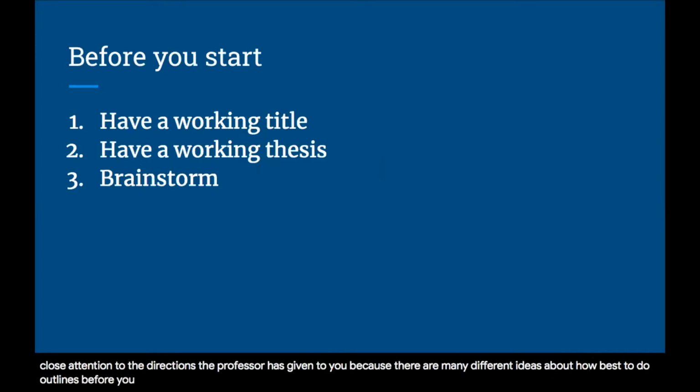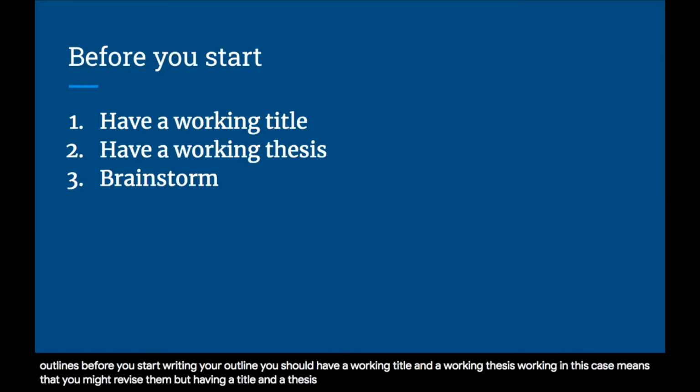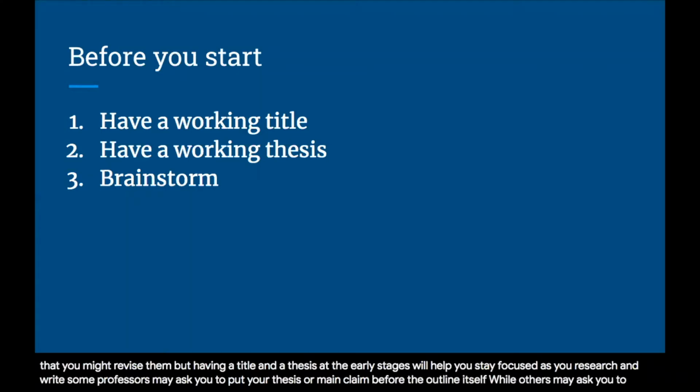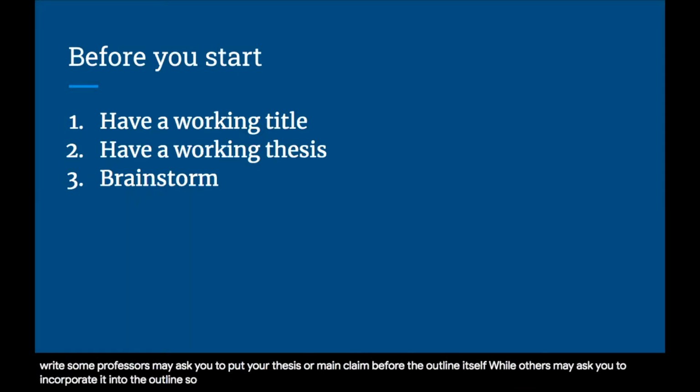Before you start writing your outline, you should have a working title and a working thesis. Working in this case means that you might revise them, but having a title and a thesis at the early stages will help you stay focused as you research and write. Some professors may ask you to put your thesis or main claim before the outline itself, while others may ask you to incorporate it into the outline so they can see where you plan to present your claim.